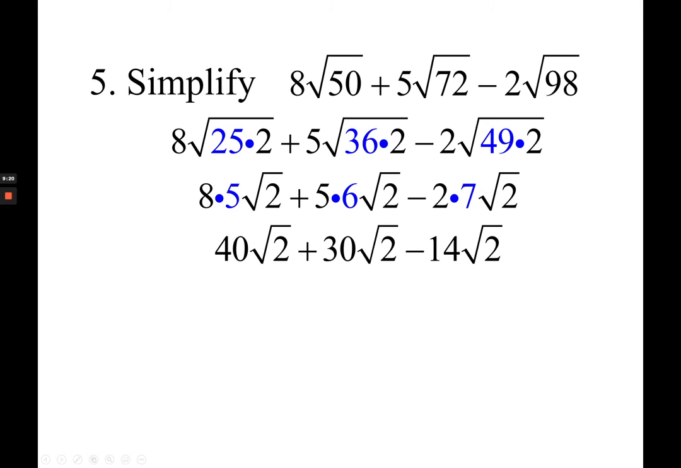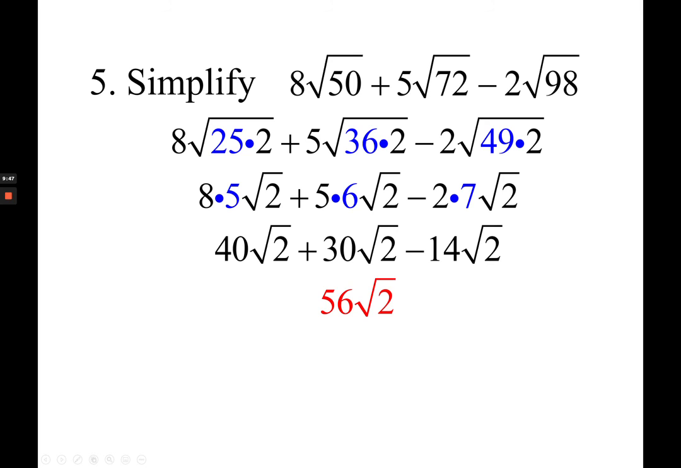And now they are obviously like terms. Like radicals. You have square root of 2, square root of 2, square root of 2. Therefore, you can perform the operations between them. 40 plus 30 is 70. 70 minus 14 is 56. You just copy the square root of 2 afterwards.